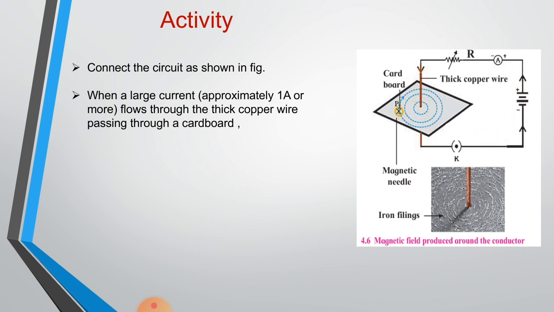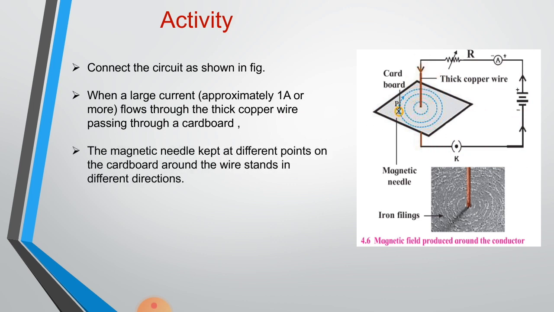Yes. So when a large current, approximately 1 ampere or more, flows through a thick copper wire passing through a cardboard, here you can see a cardboard is placed and a thick copper wire is there. Okay, so then what happened? The magnetic needle, this is the magnetic needle, you can see over here. So the magnetic needle kept at different points on the cardboard around the wire stands in different directions.